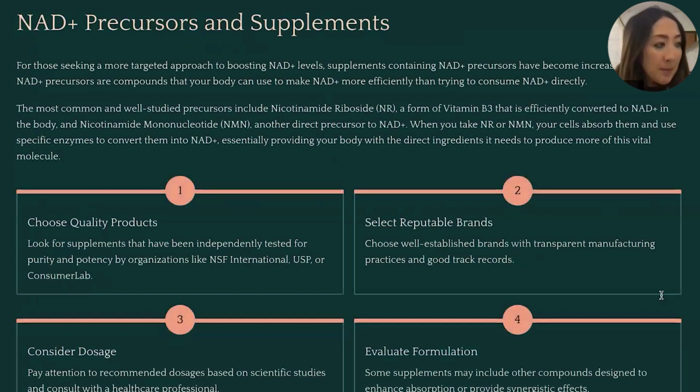Okay, so some people might say, okay, I'm doing all the diet and lifestyle things. I'm intermittent fasting. I am eating all the things. What else can I do? So there are things like NAD precursors and certain supplements. Like I mentioned before, we have things like nicotinamide riboside and niacin. Those are precursors to the NAD plus molecule.